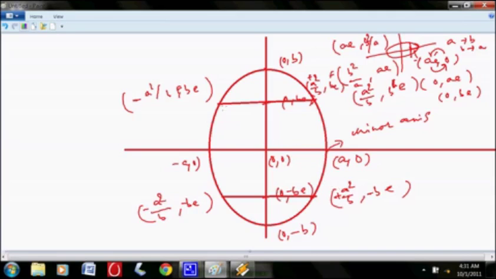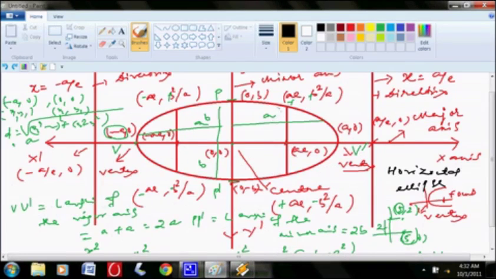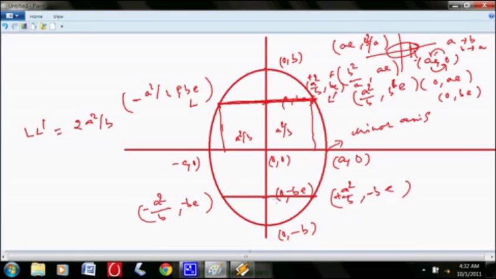What will be the length of the latus rectum? If you use the distance formula, you will make out that so much is A square by B, so much is A square by B, so totally it is 2A square by B is the length of the latus rectum. What I forgot to tell you here is that this length of the latus rectum is, you can make out, 2B square by A. So the vertical ellipse is very much same as the horizontal ellipse.